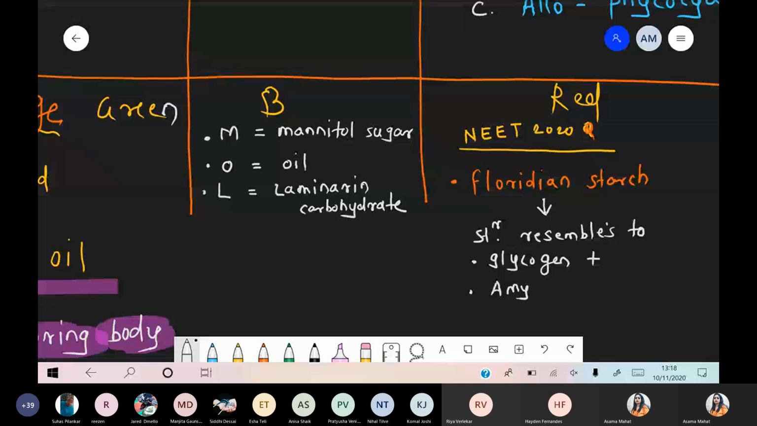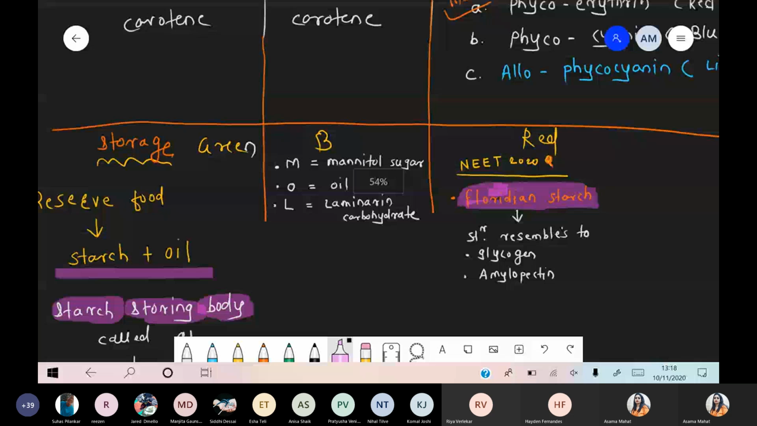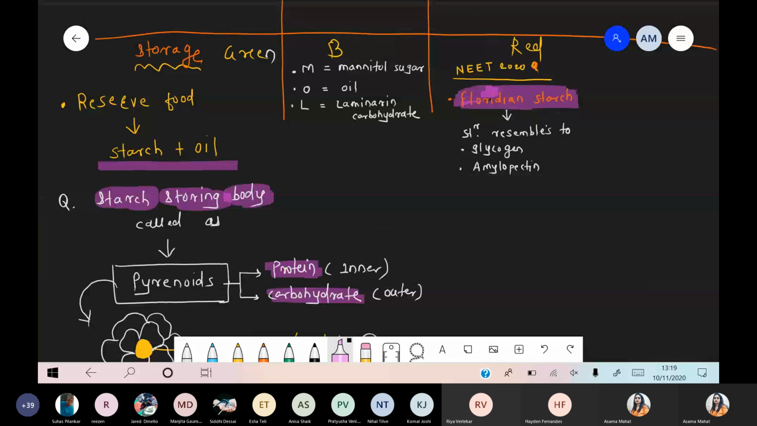So far only two questions were made from here. One question is with respect to pyrenoid, which is the reserve food material in case of green algae, and in case of red algae, Floridian starch. And what is the question? Floridian starch, the structure resembles glycogen and amylopectin. Structurally, they are similar. Got it? This point is clear?